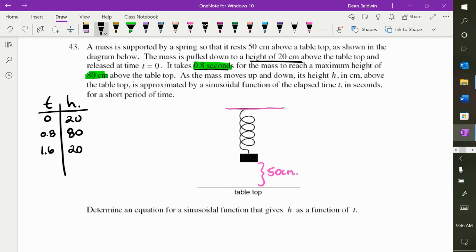To go up, and it takes another 0.8 seconds to come down. So there you go. There's your round trip. Let's sketch a graph.